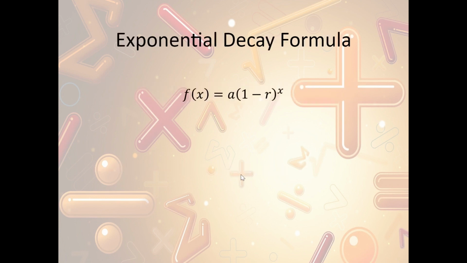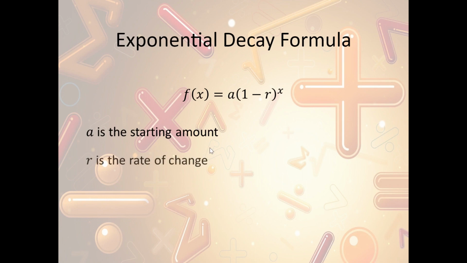Now, exponential decay, the formula looks like this. f(x) = a times (1 - r)^x. So it's the same as growth, except this is minus r instead of plus r. A is still the starting amount. That's how much we start with. So if we were talking money that we owed, well, that might be a, right? So that's our starting amount, how much we owe.